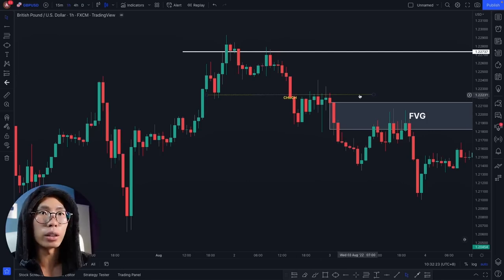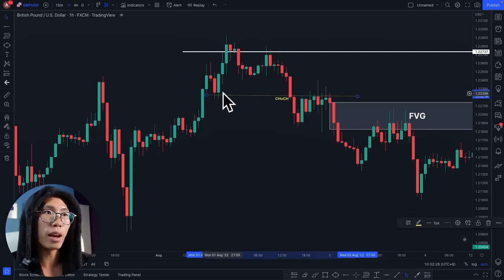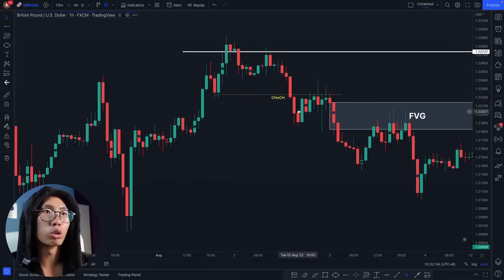This is a change of character right here, because this is the last higher low before price goes up and fails to break past, right? So this was a little change of character right here. Price came back down, broke through the last higher low, giving us a change of character.